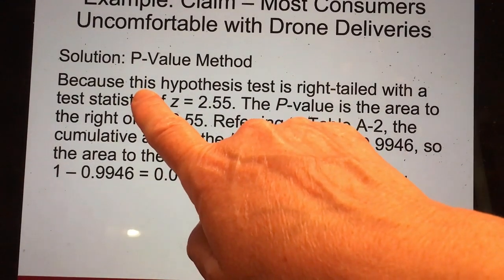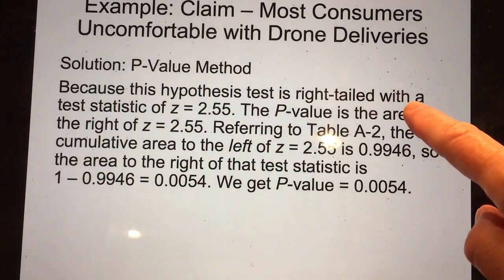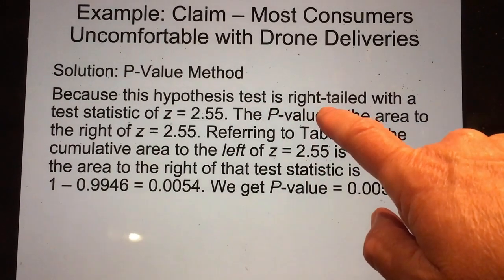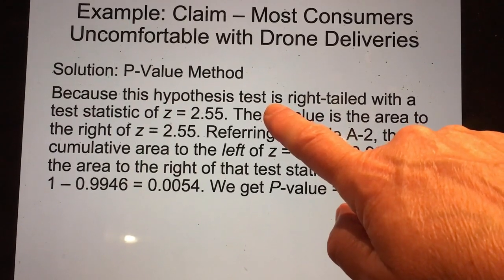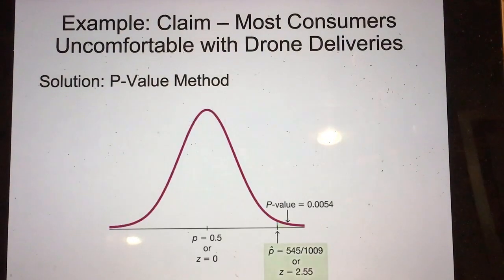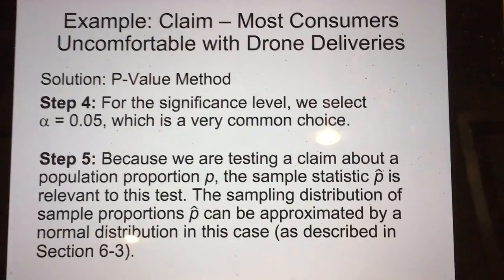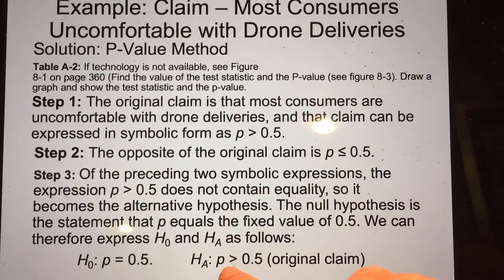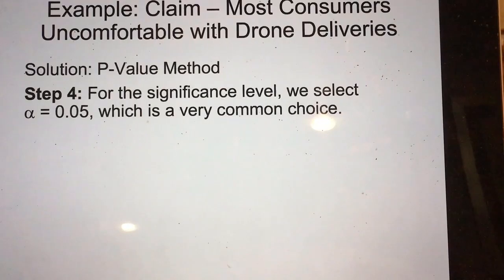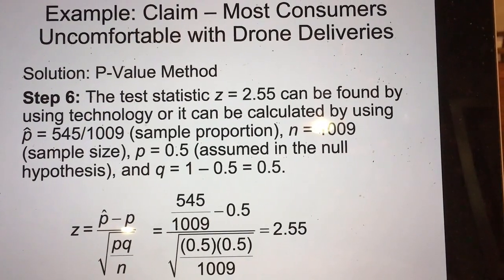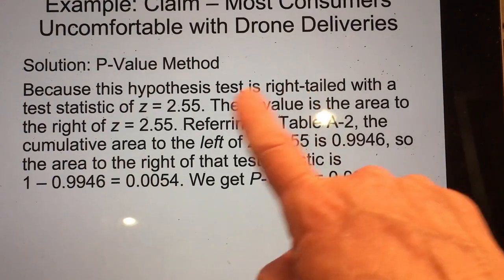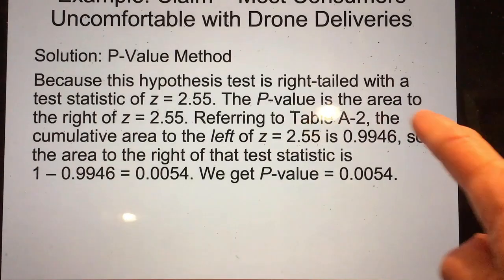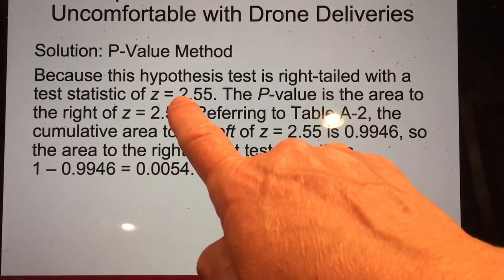So it says because we're talking about a right-tailed test. Remember the tailed portion of your test, that decision is made by your alternative hypothesis. And remember that our alternative hypothesis was right there. P is greater than 0.5, so we have a right-tailed test. So that's what they're talking about right here. A right-tailed test. Our test statistic was 2.55. The p-value is the area to the right of our test statistic.